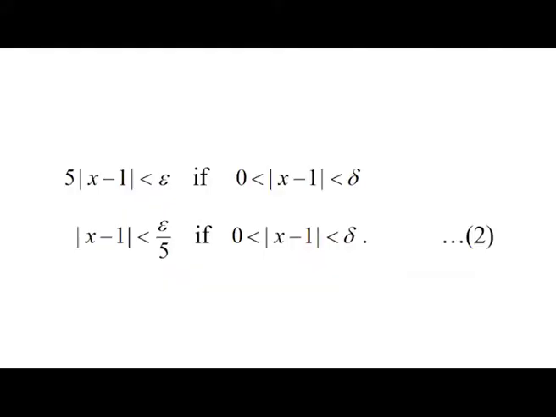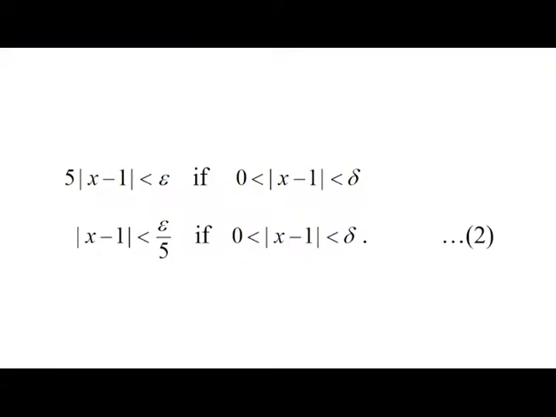Next, we will rewrite the statement in a form that will facilitate the discovery of an appropriate delta. 5 times |x - 1| < epsilon if 0 < |x - 1| < delta. |x - 1| < epsilon/5 if 0 < |x - 1| < delta. It should be self-evident that statement 2 holds if delta equals epsilon/5, which completes the discovery portion of our work.